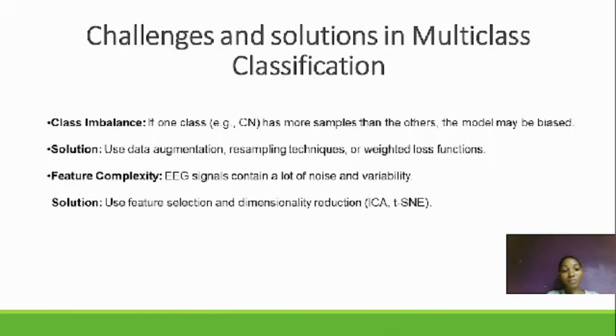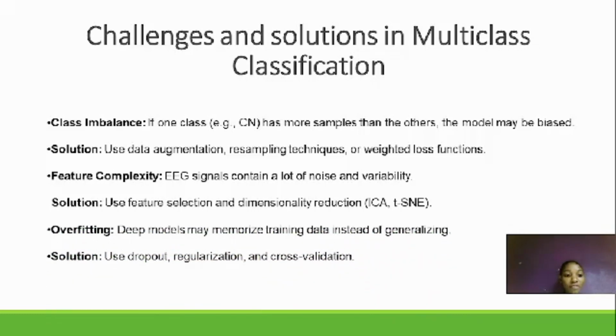And then feature complexity. Here, signals contain a lot of noise and unneeded things. They have high dimensionality, so the model may end up having to go through unnecessary data, because there is a lot of unnecessary data in the EEG signals. So the solution is feature selection. You can select only the most important data, or use dimensionality reduction. You remove the ones that are not so important, so that will ease the work of the model.